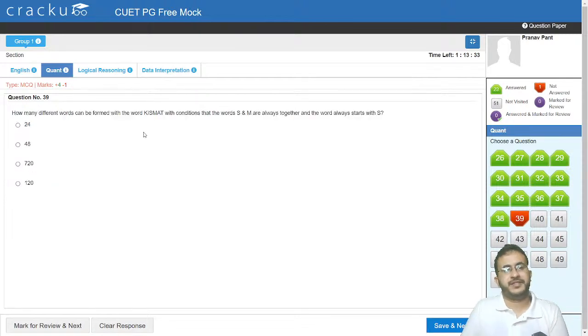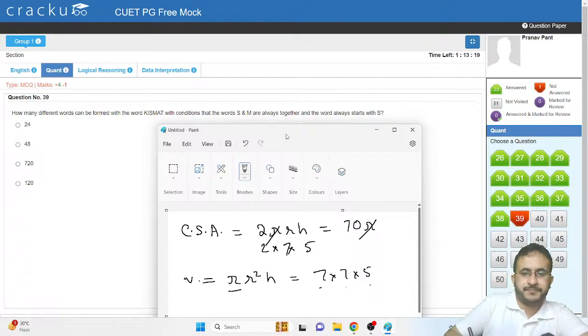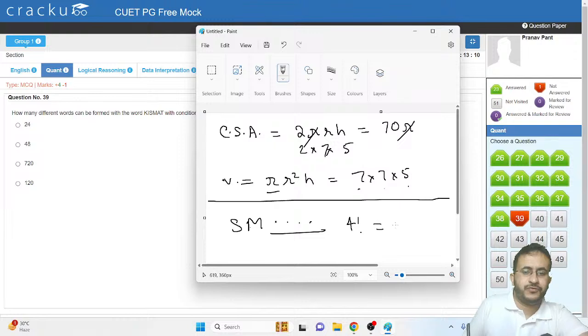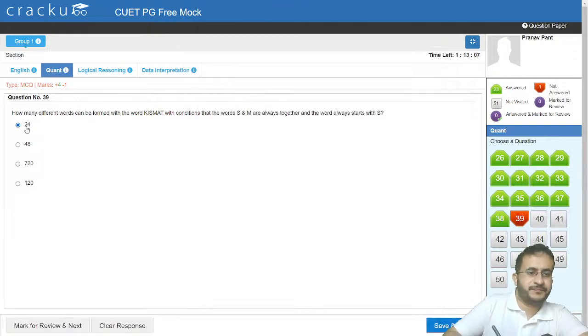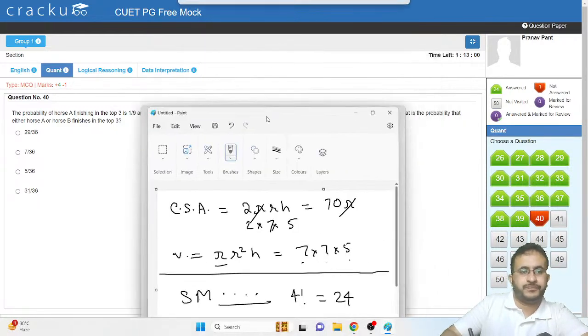How many different words can be formed with the word kismat? S and M are always together and the word always starts with S. Right? So it's a very simple question. If a word starts with S and M are together, so first two letters are S and M. ठीक है, पहला letter S होना चाहिए, M are together, so S and M. Now we are left with four letters, 1 2 3 4. So they can be arranged in 4 factorial or 24 ways. So basic permutation combination भी कर लेना, because they might ask permutation combination probability also.